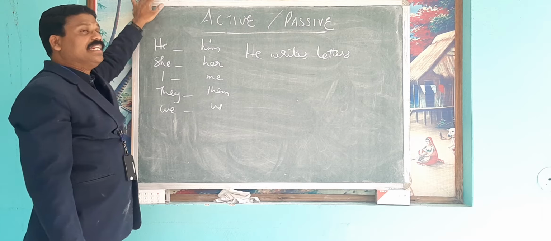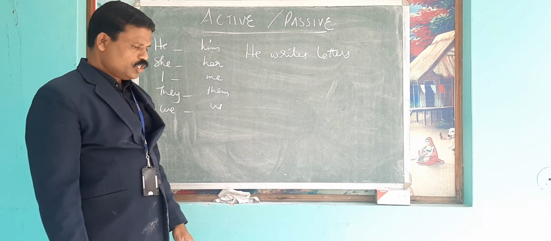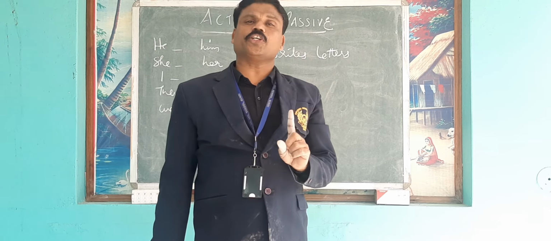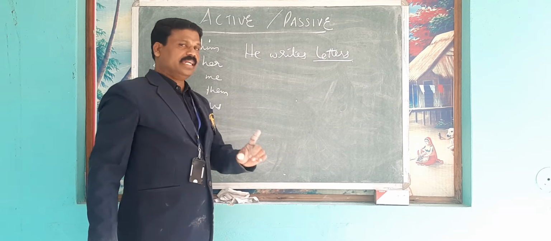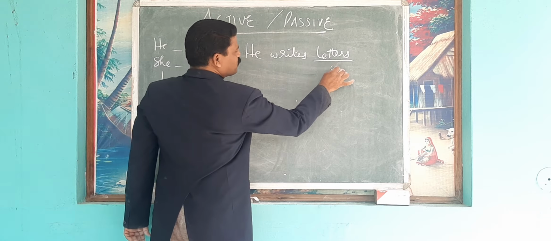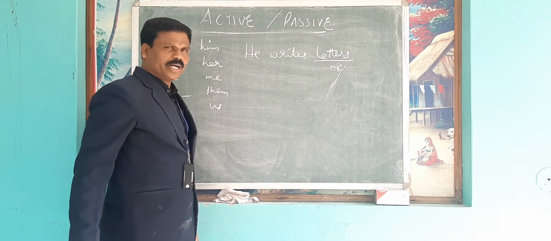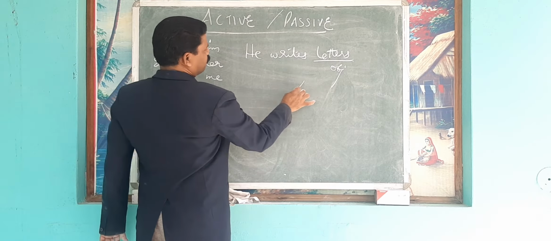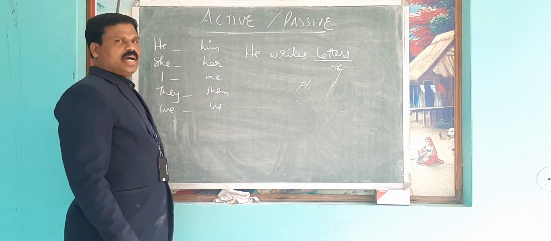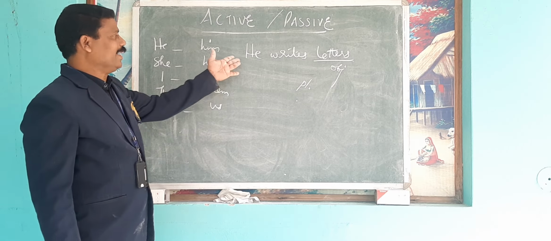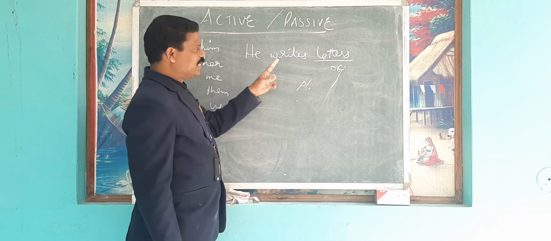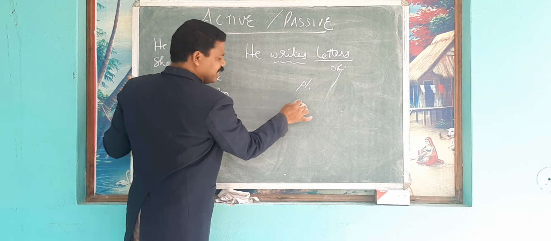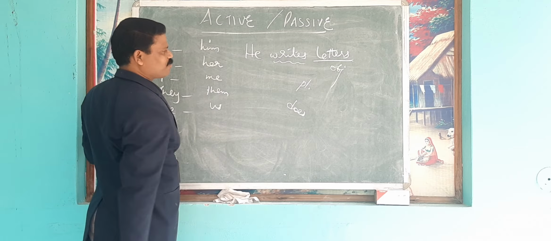He writes letters. The first step, identification of objects. He writes what? Letters. Letters is the object. Singular or plural? No doubt, plural. Auxiliary verb. There is no auxiliary verb in the sentence. Writes is the verb that ends with s, so the hidden auxiliary is does.